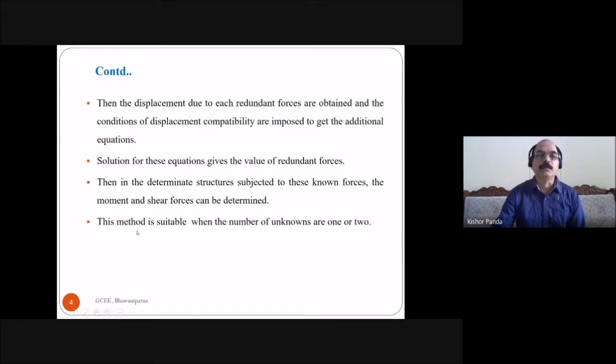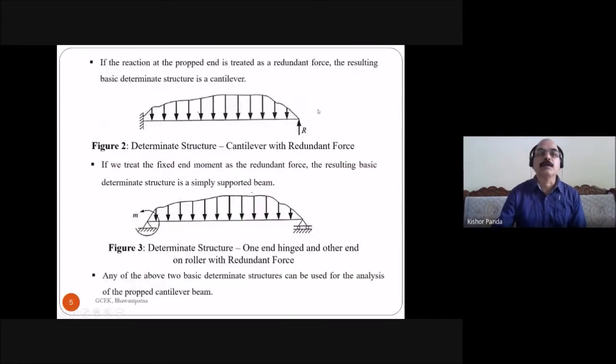This consistent deformation method is suitable when the number of unknowns is 1 or 2. Look at this figure. This is your propped cantilever. First we choose the reaction as the redundant force. If the reaction of the propped end is treated as a redundant force, the resulting basic determinate structure is a cantilever. If we choose this as a redundant force, the basic structure is a cantilever.